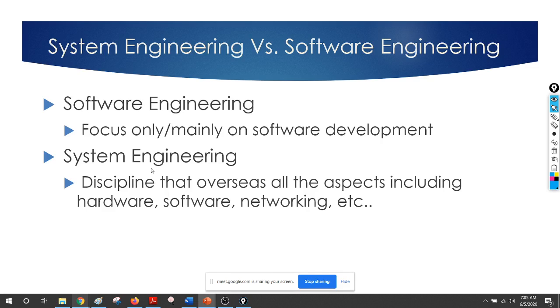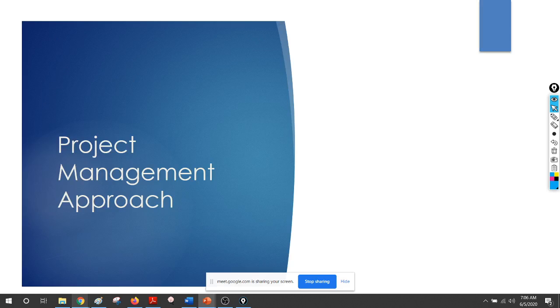Networking. Okay, so very few people pass that subject, right? So that networking is not a simple thing, right? So we need engineers for that also, right? So those are called system engineers.